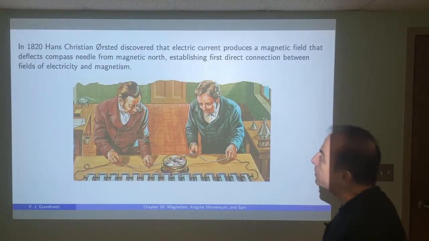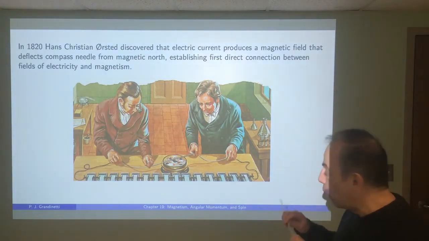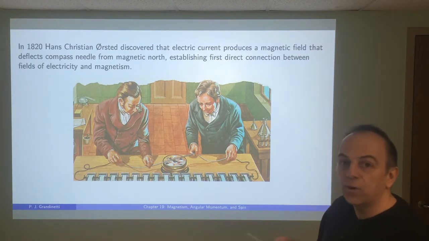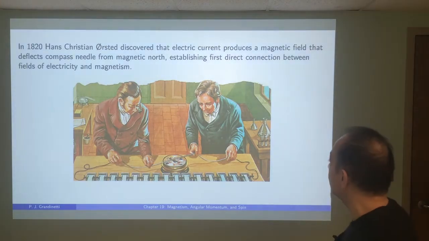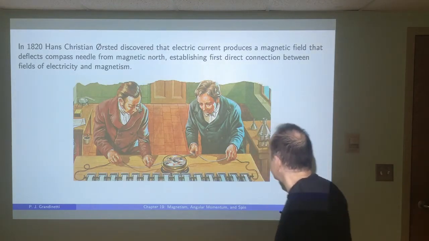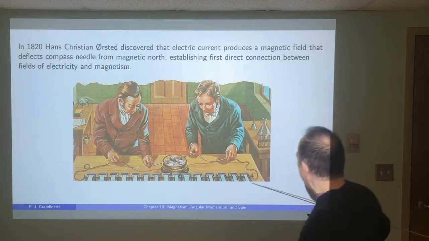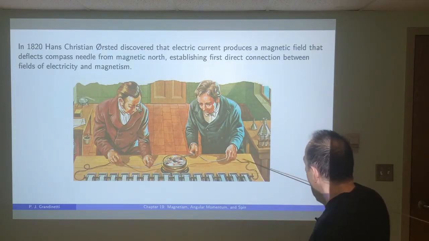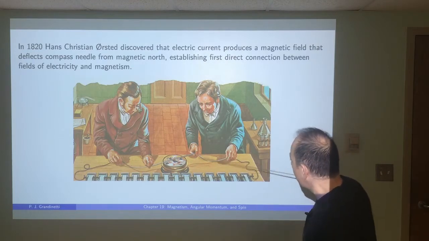Now, back in 1820, Hans Christian Ørsted discovered that a current flowing in a wire will cause a compass needle to deflect away from the magnetic north direction. This is an illustration of that famous experiment. You see that he's got a stack of batteries, and the batteries are connected between the terminals with a wire, and current is flowing in this wire.